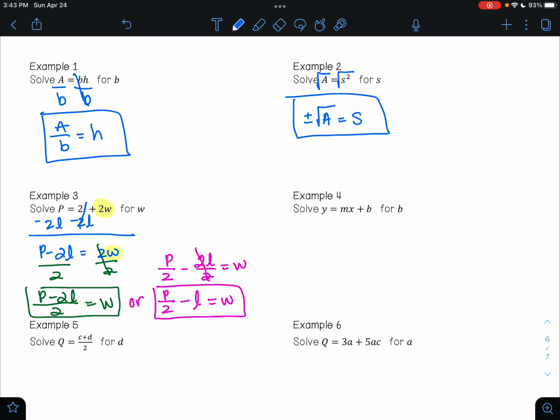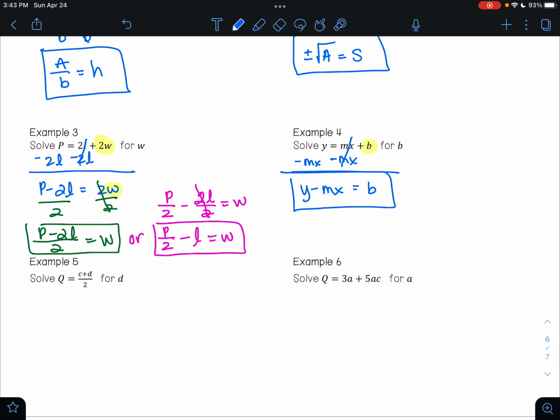For example 4, I want to get B by itself. To undo addition, I'm going to do subtraction. And so I'll have Y minus MX is equal to B. We have isolated B, so we have solved this equation for B.